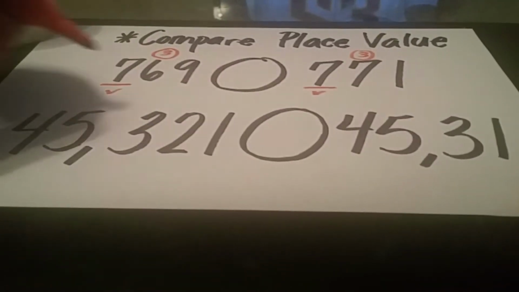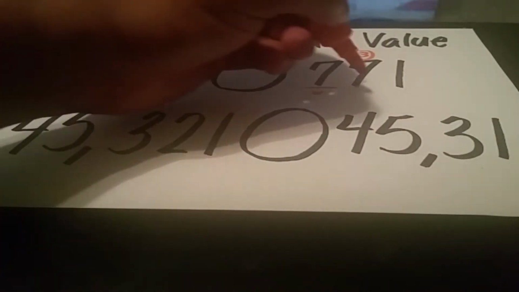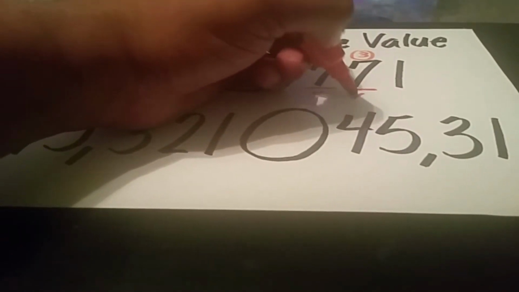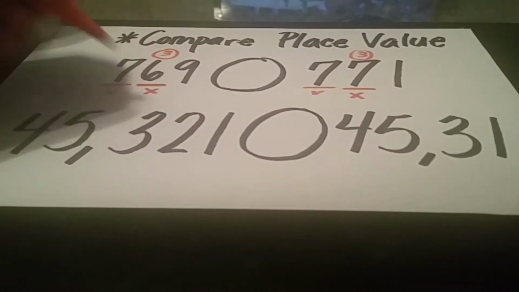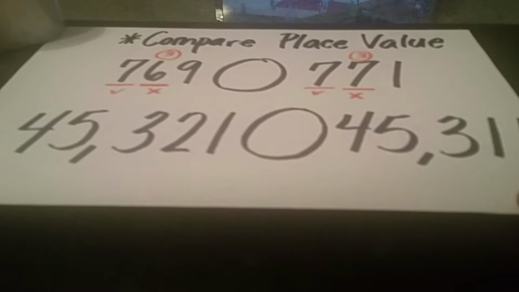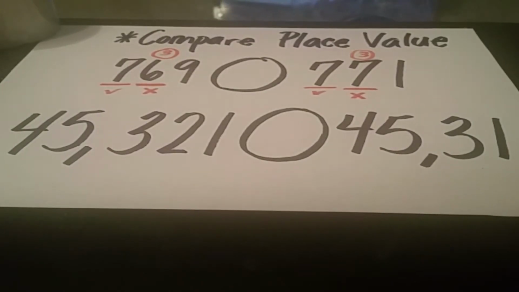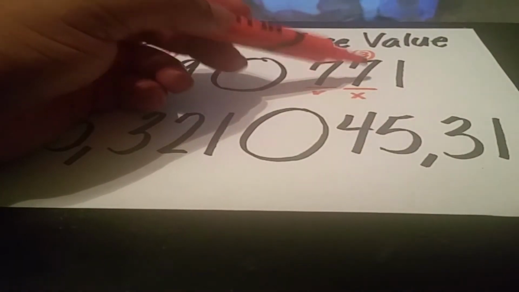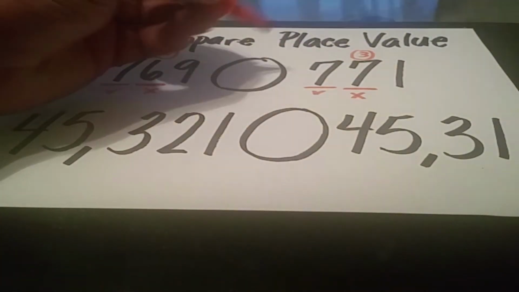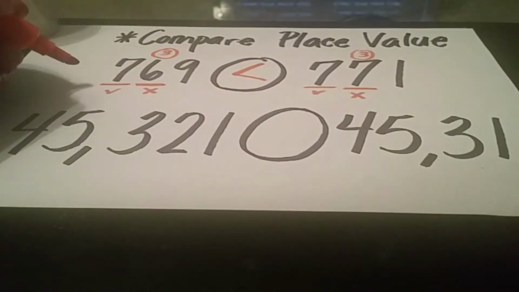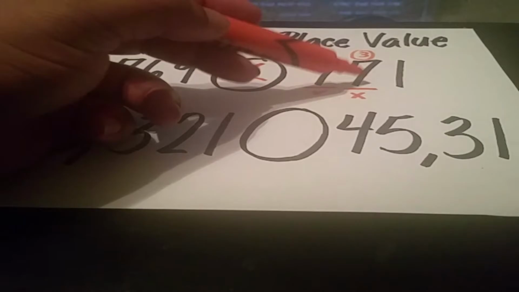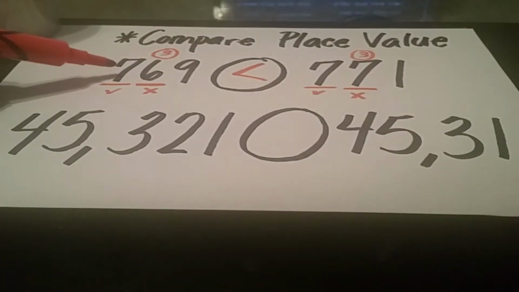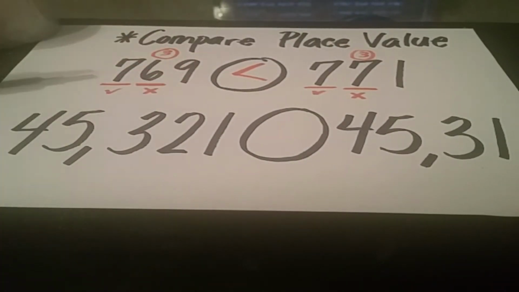So now I move to the next one. There's a 6 here and a 7 here. These two numbers are different. So now I'm going to compare. You keep checking off until you find two numbers that are different. I know 6 is less than 7. So 7 is greater than 6, which means 771 is greater than 769.